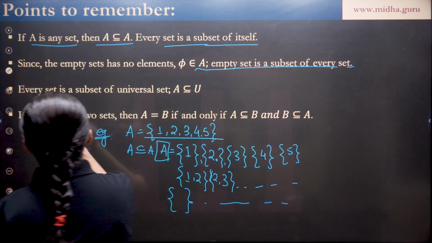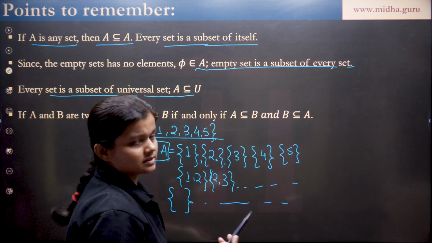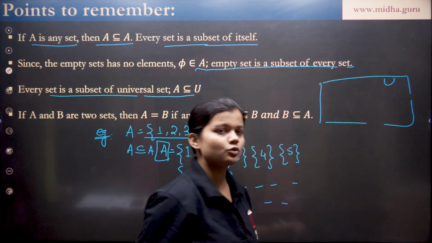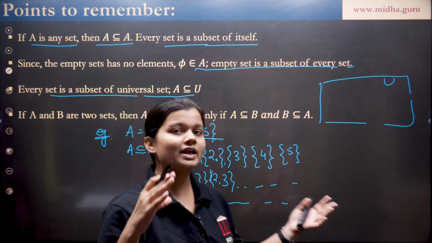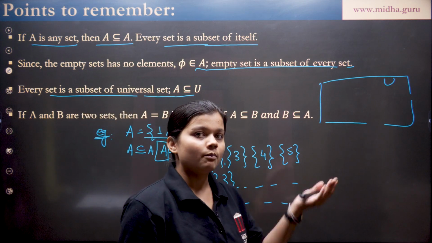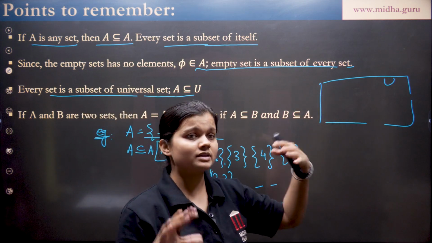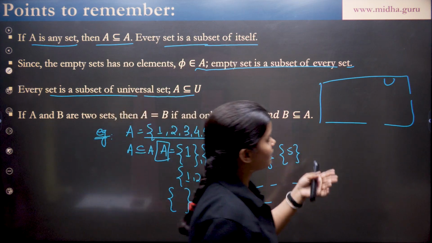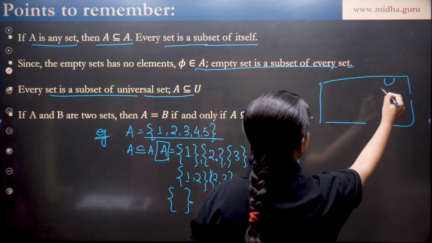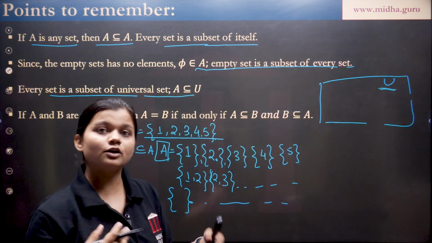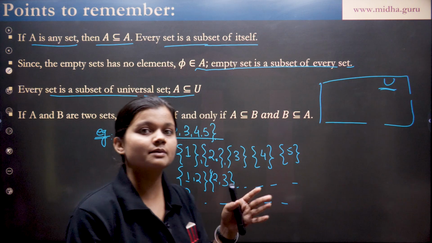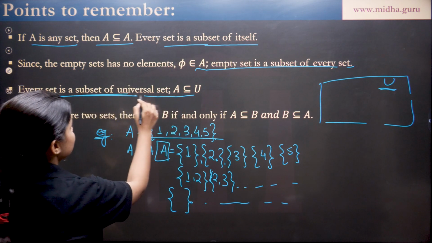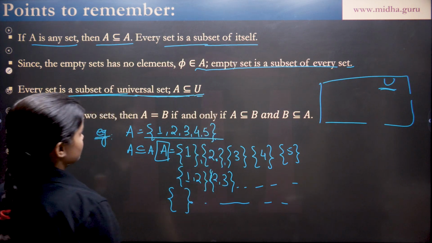Next is every set is a subset of universal set. Obviously, if there is a universal set U, let us say universal set be natural numbers. So if we take any set of natural numbers, a few natural numbers, then we can say that universal set is a superset of every set, right? So every set is a subset of universal set. U is the universal set.